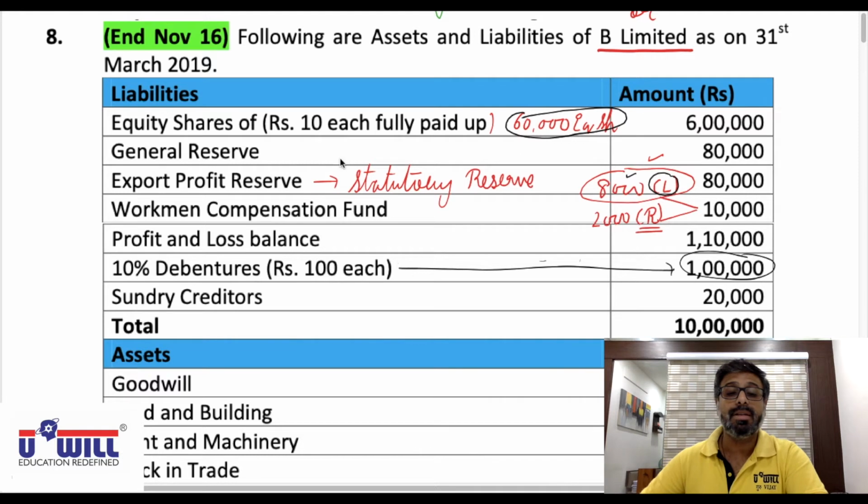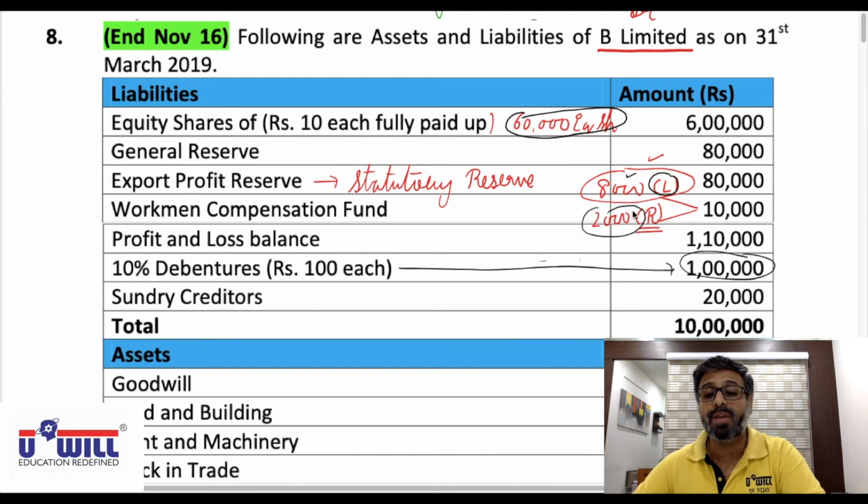Then reserves. General reserve account debit 80,000, export profit reserve account debit 80,000, workmen's compensation fund account debit only 2,000 is in the nature of reserves. Profit and loss account debit 1,10,000 to equity shareholders account.